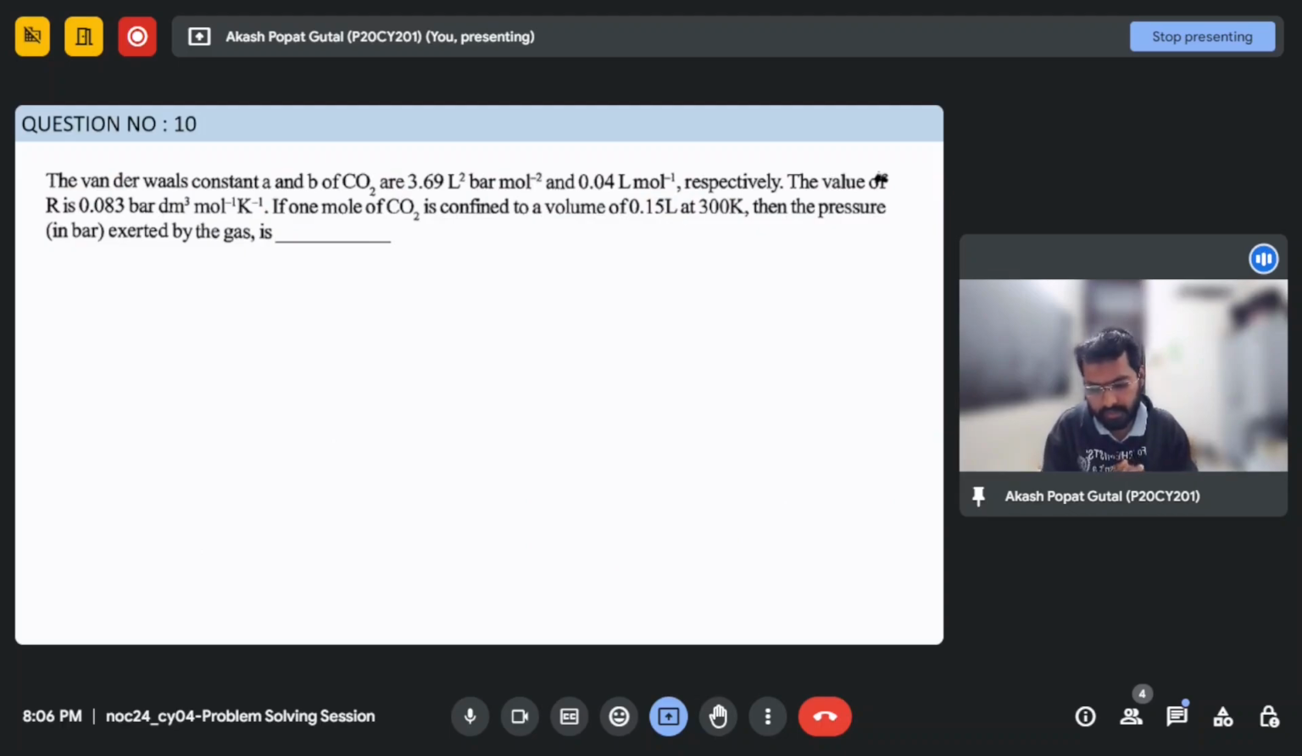The next question: the van der Waals constants A and B of CO2 are 3.69 liter square bar mole to the power minus 2 and 0.04 respectively. The value of R is 0.083 bar dm cube mole inverse Kelvin inverse. If 1 mole of CO2 is confined to a volume of 0.15 liter at 300 Kelvin, then the pressure in bar exerted by the gas is? Just try to solve this. It's again related to your van der Waals gas equation.